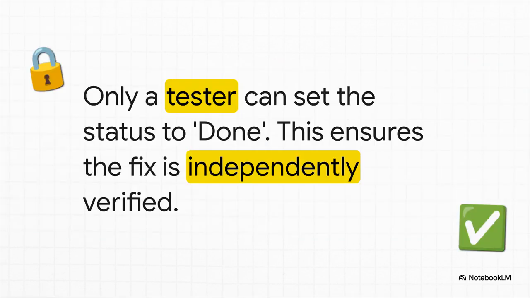And there's a golden rule in this whole process. A developer can never, ever close their own bug report. Never. Only the tester who found it can change that status to done. It's all about that independent verification. It keeps everyone honest and ensures the bug is actually truly squashed.